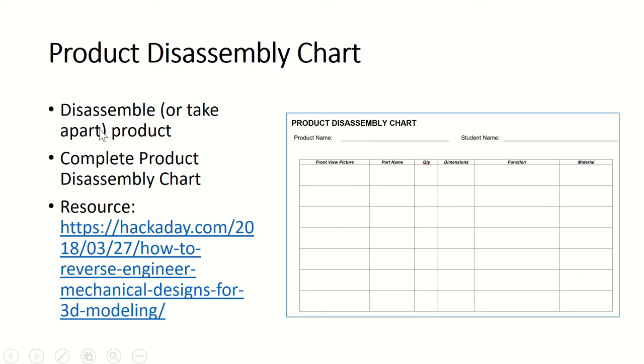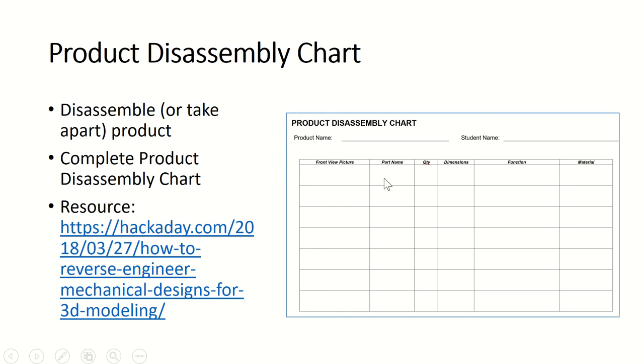So you're going to first disassemble or take apart the product. And then while you're taking it apart or after, you're going to complete this product disassembly chart. So in Canvas, I actually attached a Word document that you can fill out, okay? And right here for resource, it actually goes through and tells you how you can use a caliper or ruler to actually measure your design. So right here, I want you to insert a front view, take a picture of the front view of that specific part.